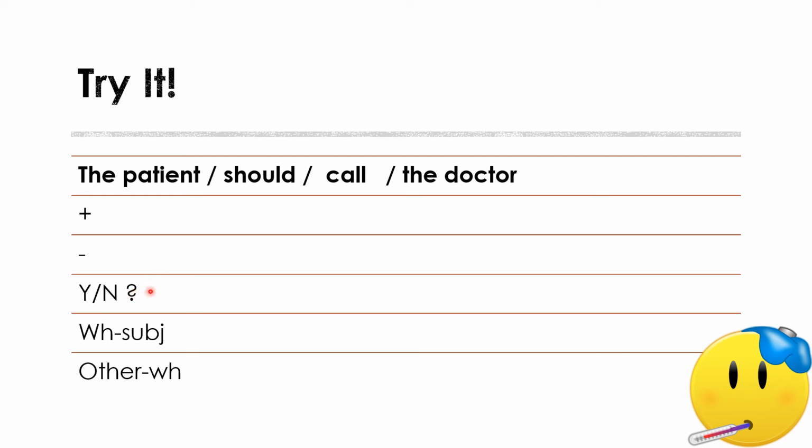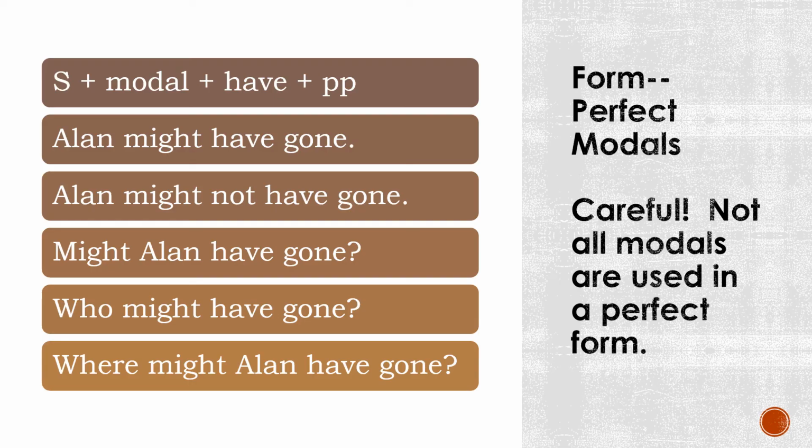If I want to make a yes-no question, again, I invert or switch the subject with that first helping verb. Here, there's only one helping verb. Should the patient call the doctor? Yes, he should. No, he shouldn't. That's how we would answer them. Who should call the doctor? And why should the patient call the doctor? All right, those are some examples for this one. All right, let's move on.